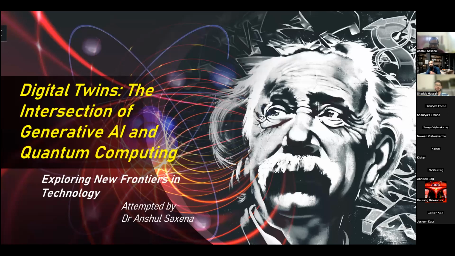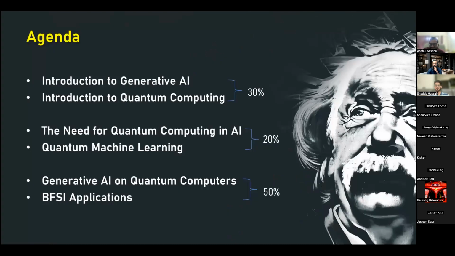Okay, yeah, fine. So as you can see, today we are going to look at digital twins. Basically, what we are looking at is how generative AI and quantum computing, which are the emerging technologies coming in the market, can actually complement each other, right?